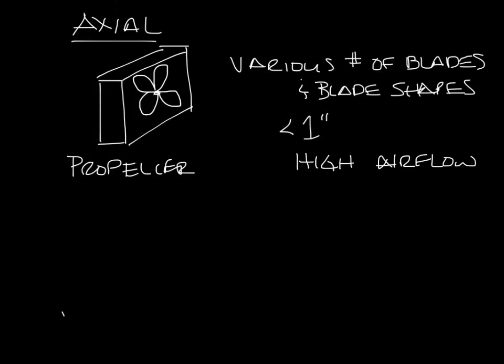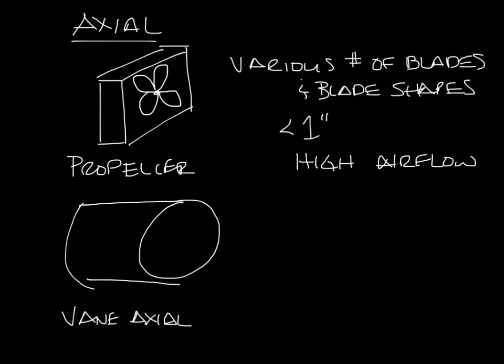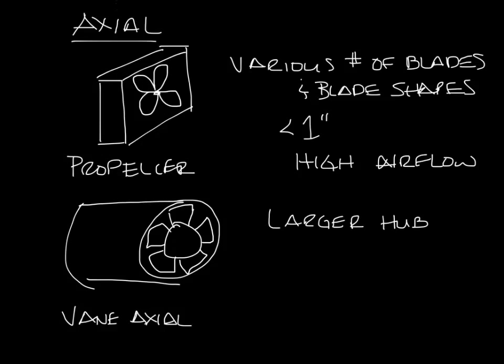There are also vane axial fans. These are similar to prop fans, except they have large hubs. They're usually tubular in design, and so they would just go in line with your ductwork. They have large hubs and then the fan blades here. They're more suited to medium to higher pressures up to 6 inches.